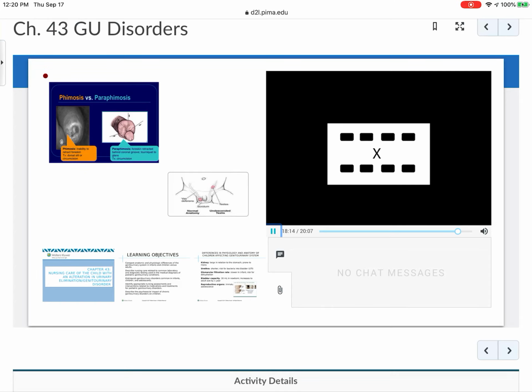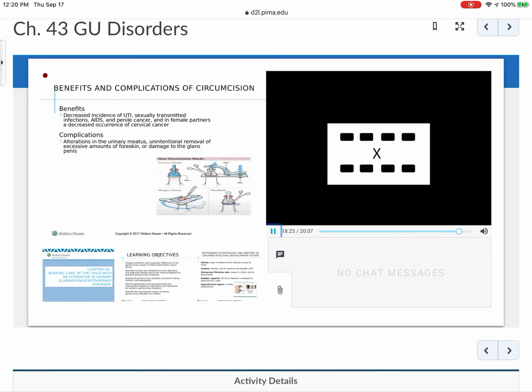Here's a little picture to compare phimosis and paraphimosis, and then this is a picture of cryptorchidism with the undescended testicle. So this just talks a little bit about complications and benefits of surgery for circumcision. And these are some of the tools that they use to do the circumcision. It's pretty brutal surgery. Had I known what I know now, I may not have had my son circumcised. But again, it's a decision that the family makes, and we will support that.